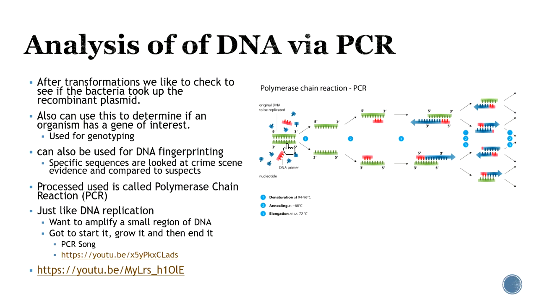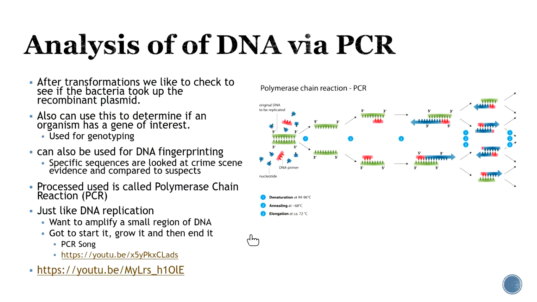We use it if an organism might have our gene of interest, like if I was doing that mouse crossing I was talking about before, it's called genotyping. So we want to make sure, okay, that's the right mouse, it has what it needs. It's also used in DNA fingerprinting, so looking at crime scenes, you have all these suspects, let's see who did it. Now, it's very similar to DNA replication. You've got to open it up, attach it, grow it, and then stop it.